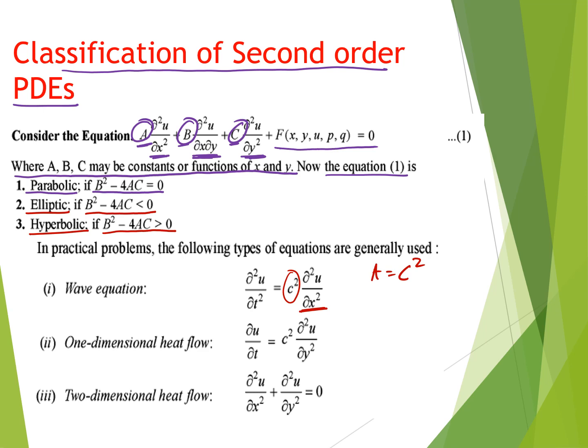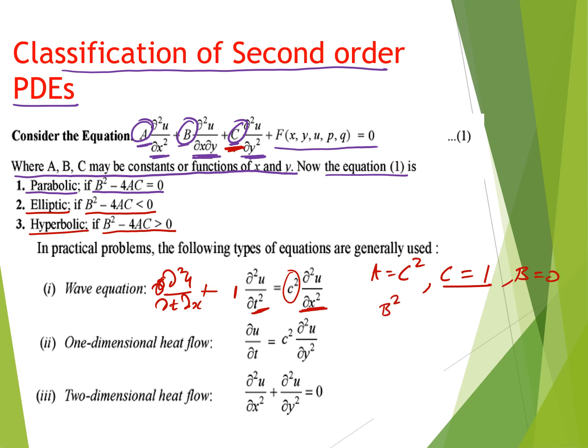C square is a constant. Because the equation contains x and t, y is replaced by t. So over here, c is equal to 1. The y derivative is replaced by 1, and for the mixed derivative of u with respect to x and y, we can say that 0 into del square u over del t del x into 0. That means b is equal to 0.